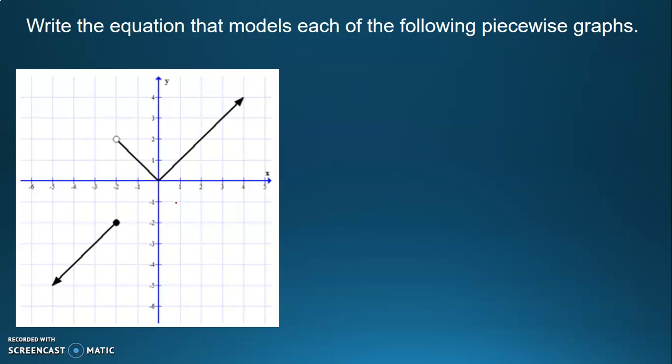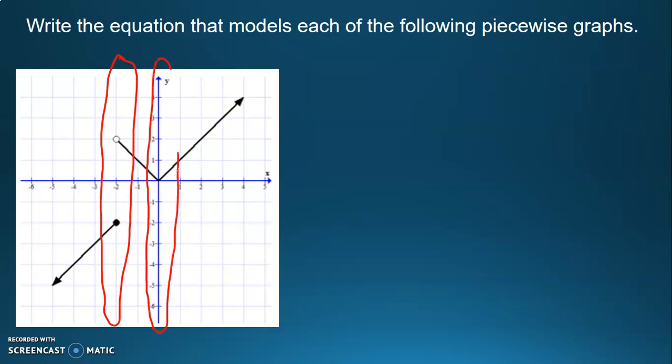So we need to look for the breakpoints first. In this case, there's a breakpoint here, and that one's pretty obvious because we can see that the function breaks. There's also a breakpoint here because I go from a negative slope to a positive slope.